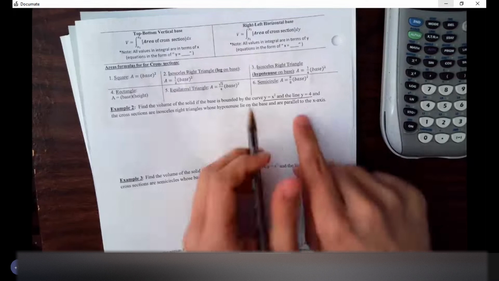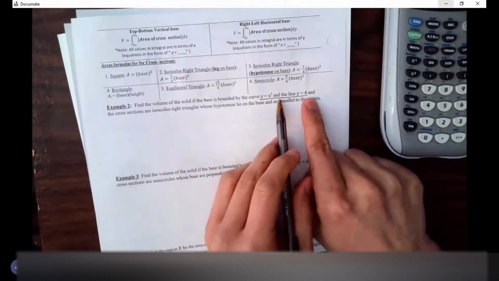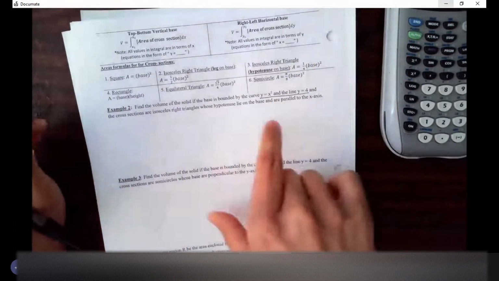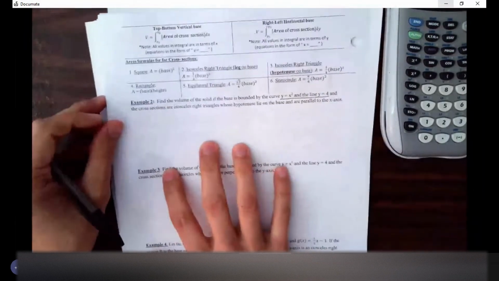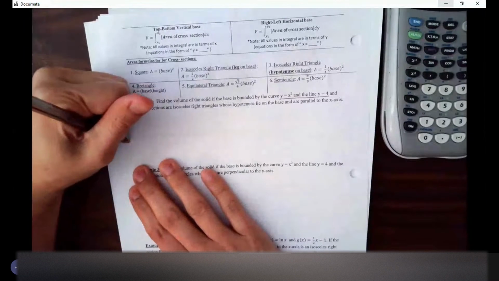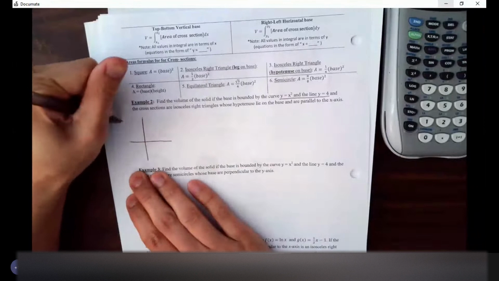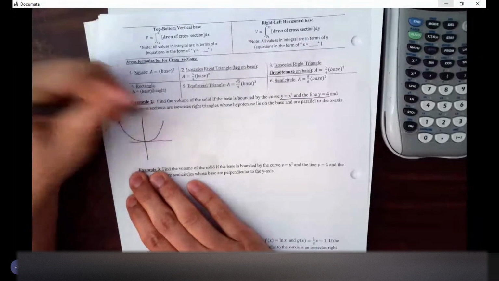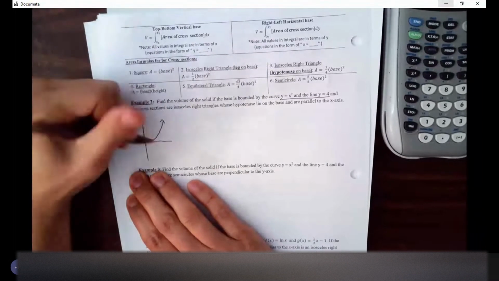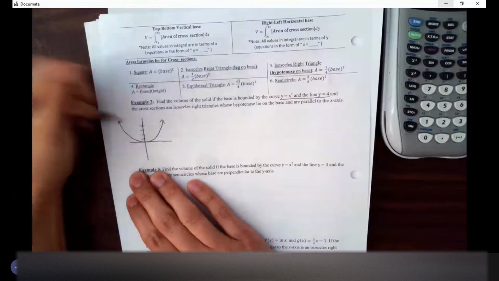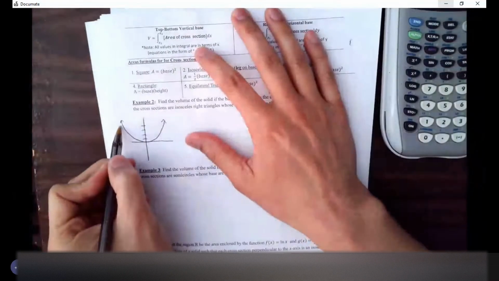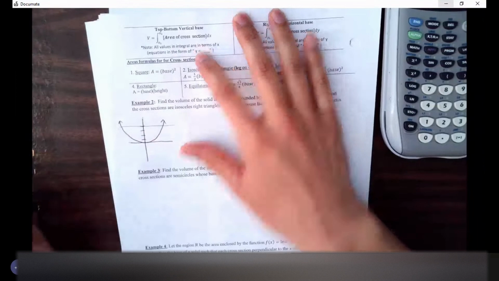All right, so first things first, I need to know where the shaded region is. So y equals x squared and y equals 4. That's just a parabola with a vertex at 0, 0, and the horizontal line at y equals 4. There's my parabola. Here's my horizontal line. And then here's my shaded region.